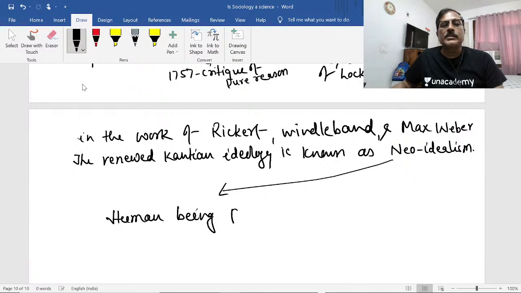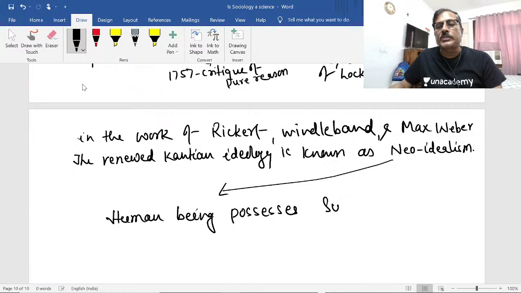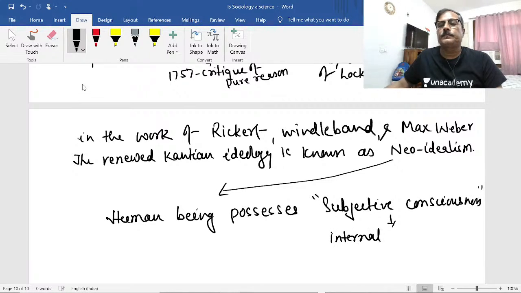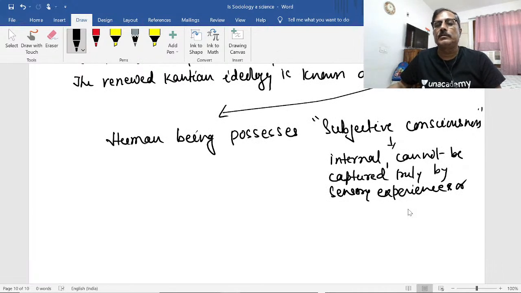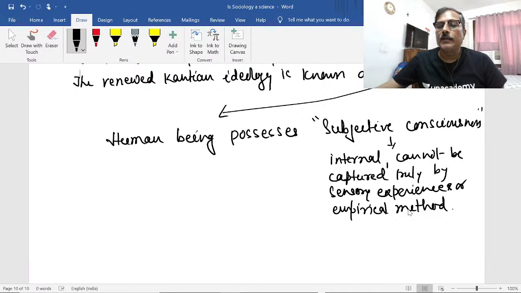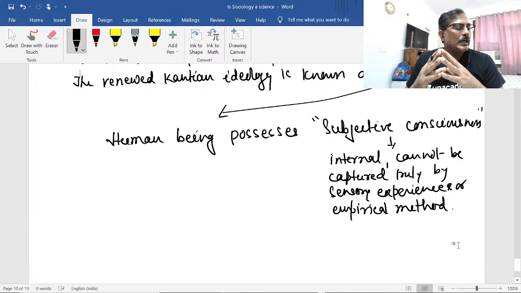being possesses subjective consciousness, right? Which is internal, cannot be captured truly by sensory experiences or empirical method, right? So what they did, they questioned the fundamental premise of positivism, that human being is the same as the other objects of nature, right?